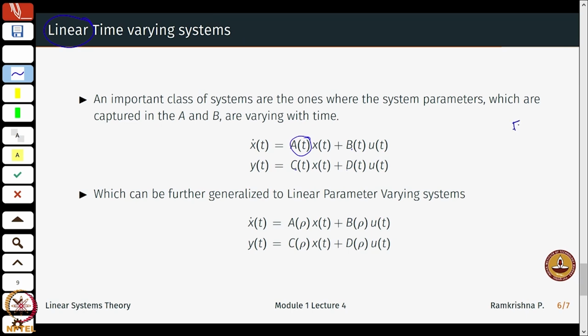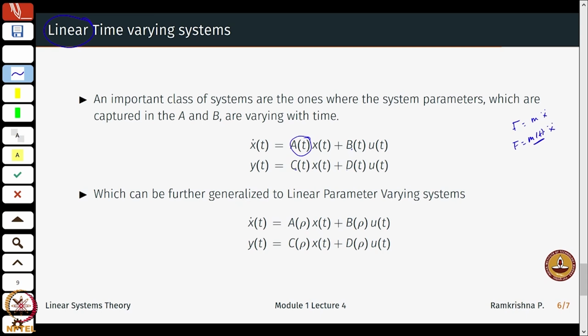For example, f equal to m x double dot is a linear system, and f equal to m(t) x double dot is also a linear system, just that it is time varying. Maybe the mass changes with time. For example, if I look at an automobile, the mass would change with time because of the fuel which is being consumed.